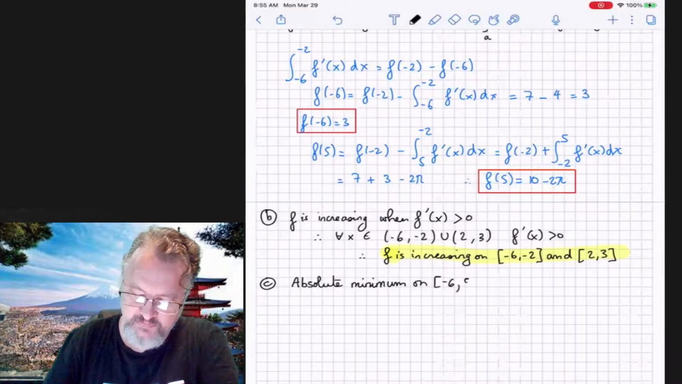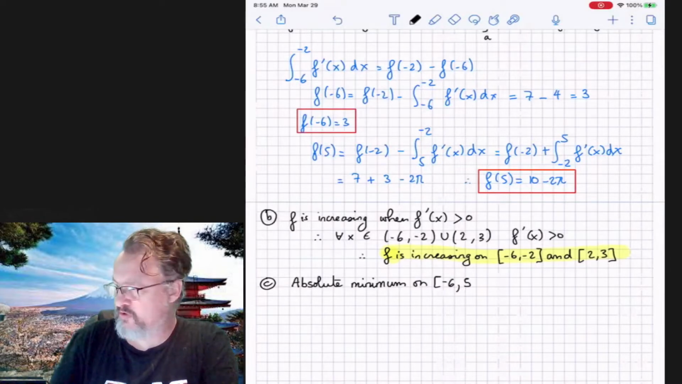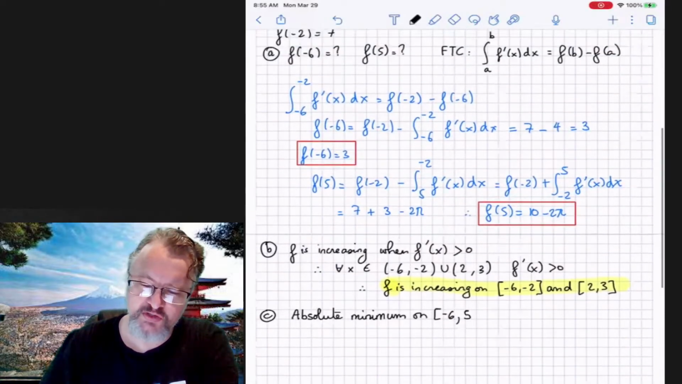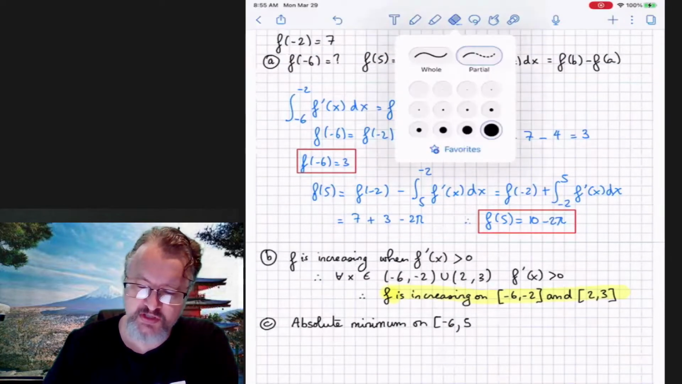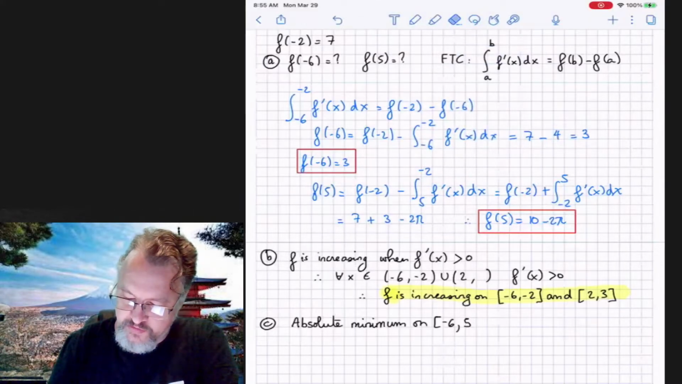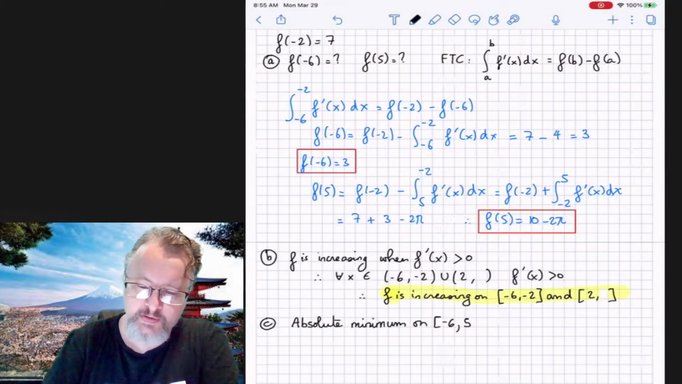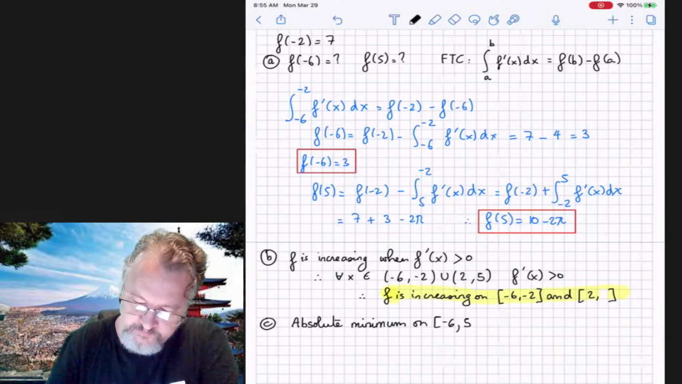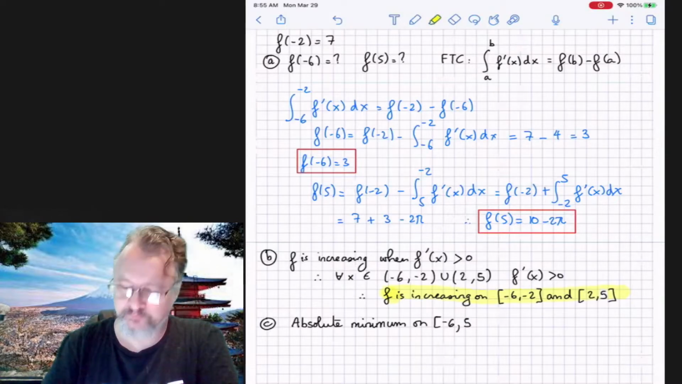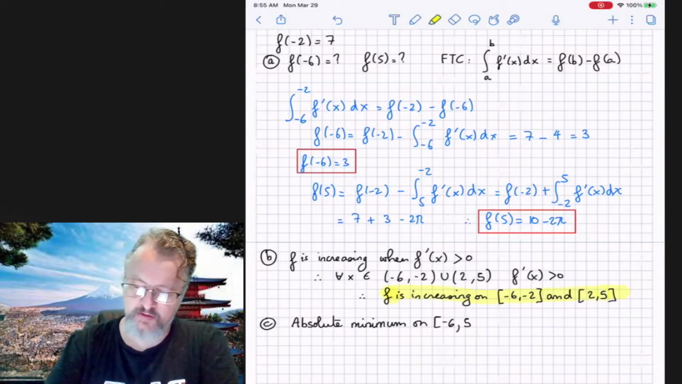-6, 5. Wait a second. Above, yeah, above. That was not 2 and 3, it was 2 and 5. My apologies for this. This is supposed to be a 5, not a 3. All right. There you go. Fixed.